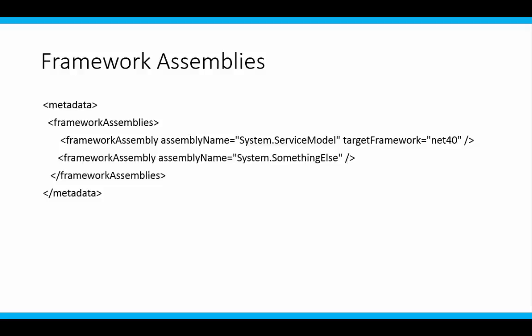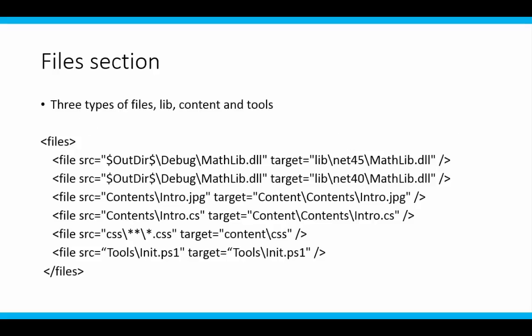Next is the framework assemblies section. In here we can see that there's reference to .NET system DLLs, for example, the ServiceModel here, and we can put anything we want, and NuGet will verify that those references are already there inside of our project. If they're not, it will add the reference before it installs our package.